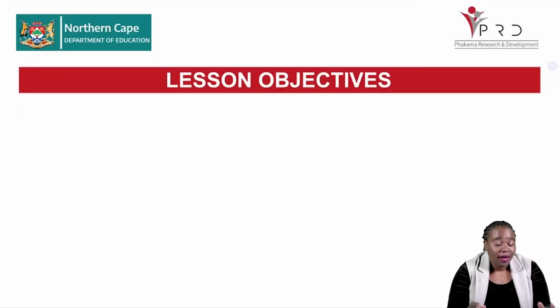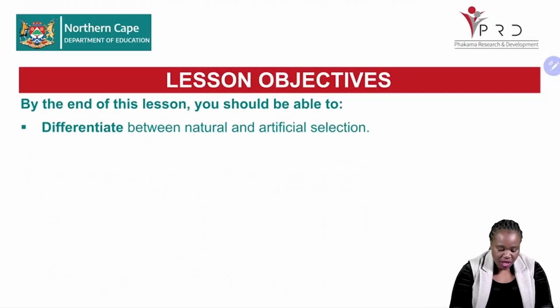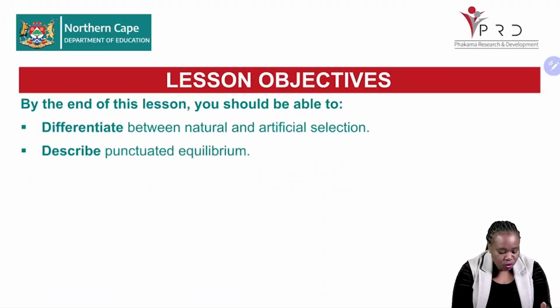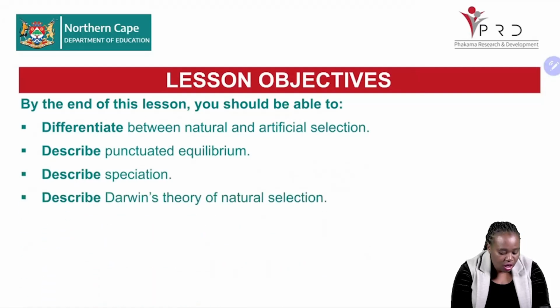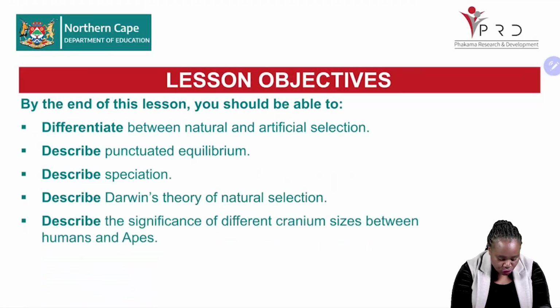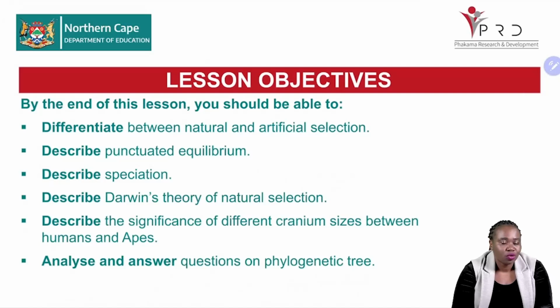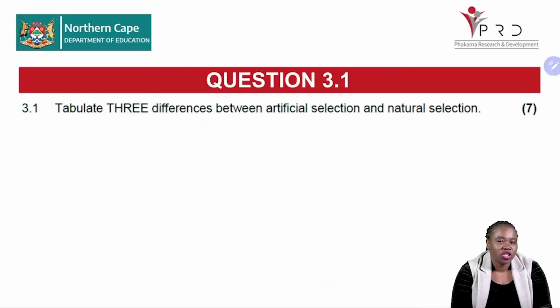All right. So by the end of our lesson today, you should be able to differentiate between natural and artificial selection. So you should understand the difference between these two. You should be able to describe punctuated equilibrium. You should also be able to describe speciation. And you should be able to describe Darwin's theory of natural selection. You should also be able to describe the significance of the differences in the cranium size between the humans and the apes, and you should also be able to analyze and answer questions on a phylogenetic tree.